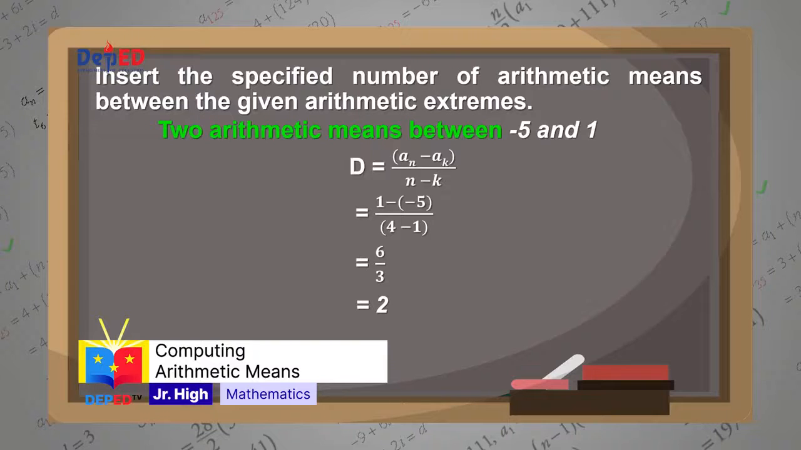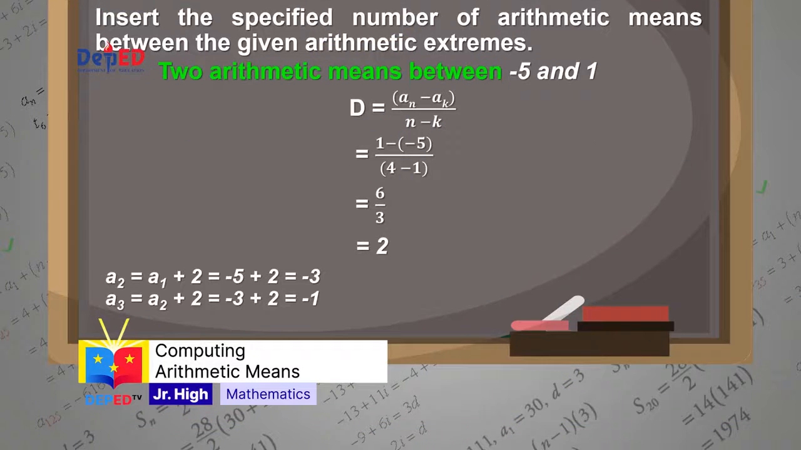Using the value of the common difference, we can now solve for the unknown terms. For a sub 2, that is the sum of the first term and the common difference. A sub 1, which is negative 5, plus the common difference 2, a sub 2 is equal to negative 3. For the third term, we will have the sum of a sub 2 plus the difference. Our a sub 2 is negative 3 plus the difference of 2. Our third term is negative 1.